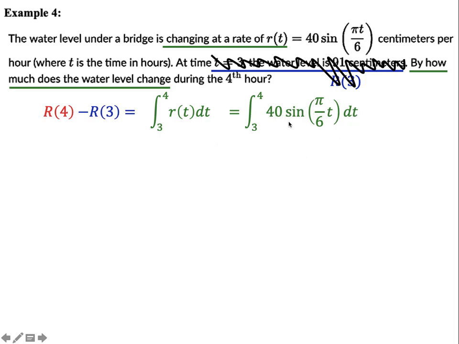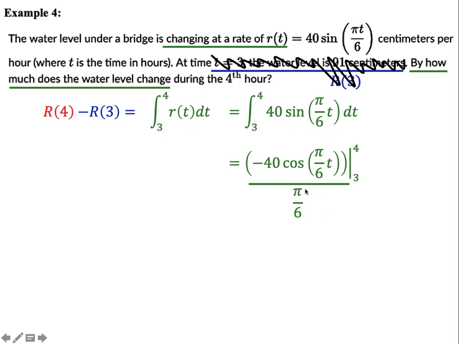Now, like I said, the idea of showing you this is because we want to be able to do this as efficiently as possible, integrating this. So we know we can bring 40 along for the ride. The antiderivative of sine is negative cosine. Okay, and then whatever's in here just gets stuck right in here. It never changes. But because this is pi over 6t, we have to divide by that derivative, which is pi over 6. Okay, so we've integrated 40 negative cosine pi over 6t divided by pi over 6.